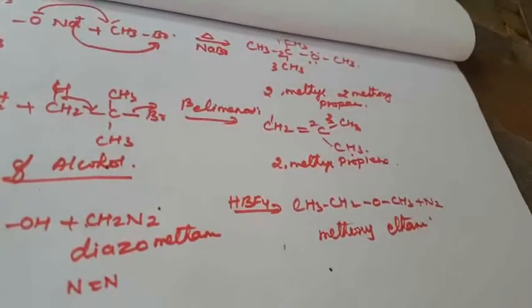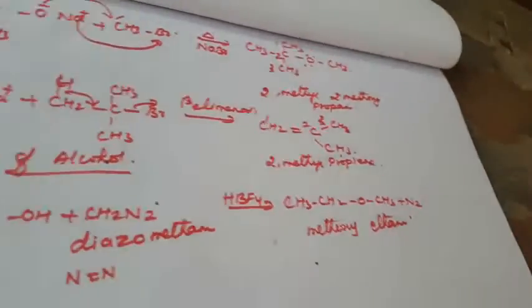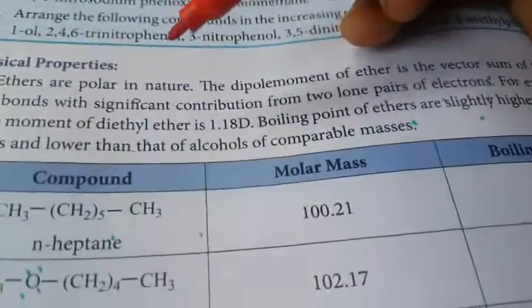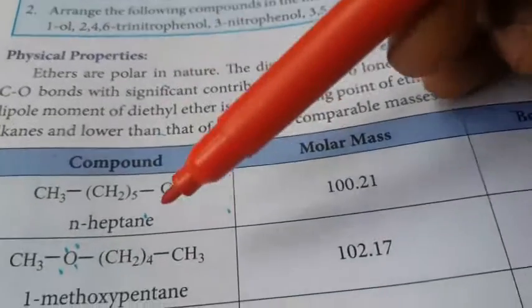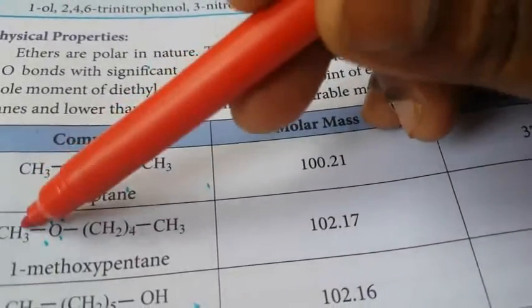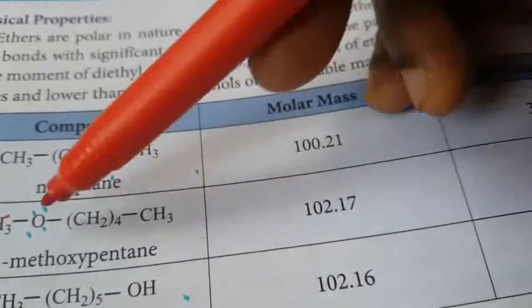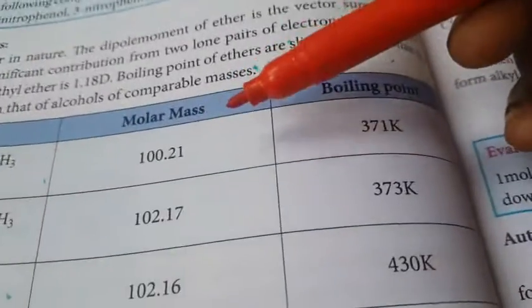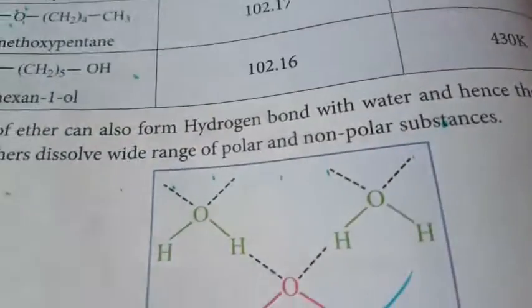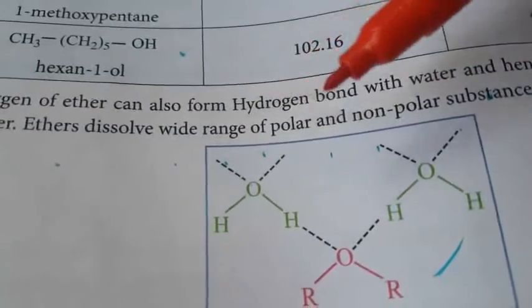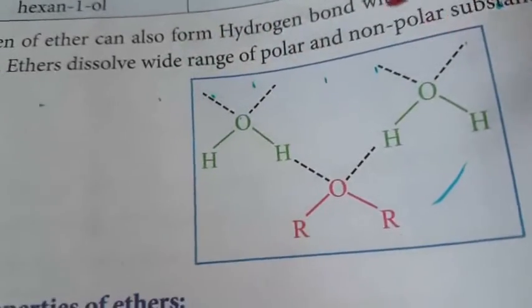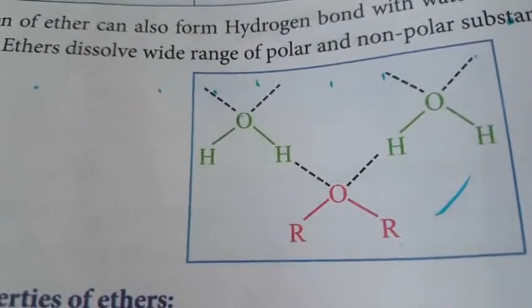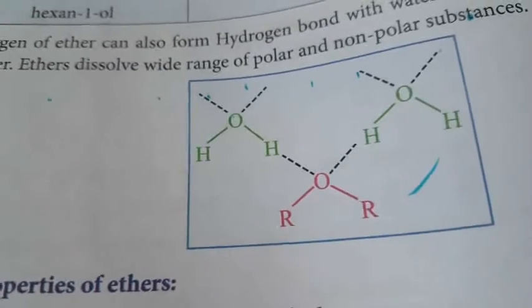Next one is, what are the physical properties of ether? Ethers are polar in nature, with a dipole moment, because one side is positive and the other side is negative. So that is the polar nature. As the molar mass increases, the boiling point increases. The ether can also form hydrogen bonds, linked with the neighboring molecule by hydrogen bond. This is called physical properties.